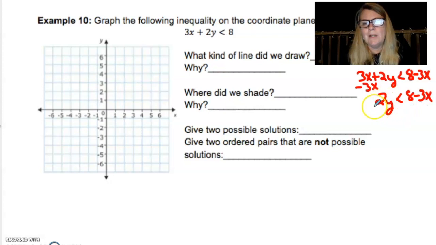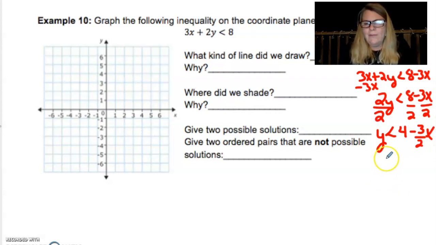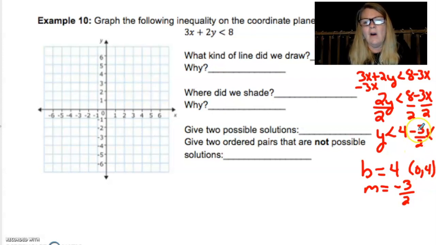Y then is being multiplied by 2, so to get rid of multiplying, we divide, and remember we're going to divide the whole side, so we're going to break it apart and do each part separately. 8 divided by 2 is 4, and we'll leave the slope as a fraction, so it would be negative 3 over 2, and x. So, to graph this, the b is positive 4, so that's the point 0, 4. And the slope is a negative. Please be careful with your signs. I often forget them too, so double check and make sure that you are going to have a line that's sloping down.